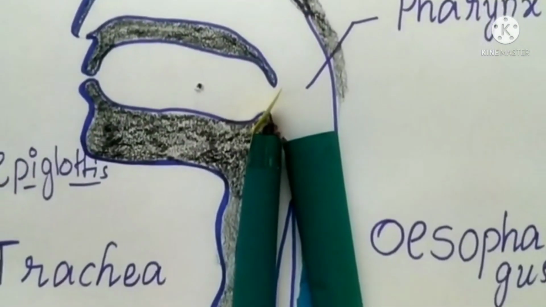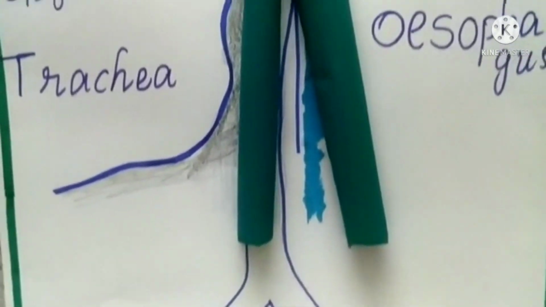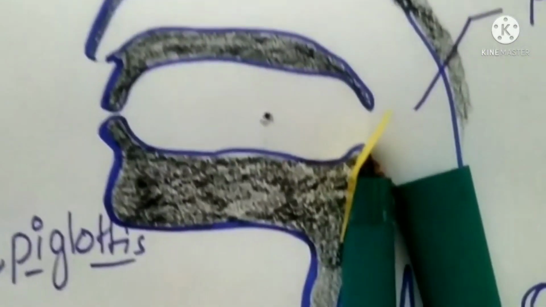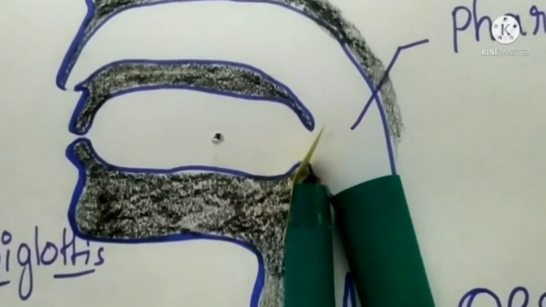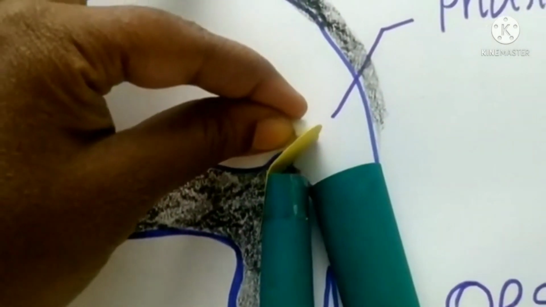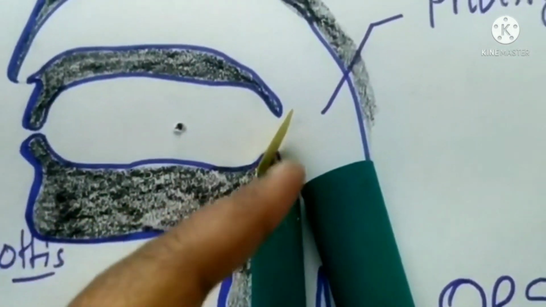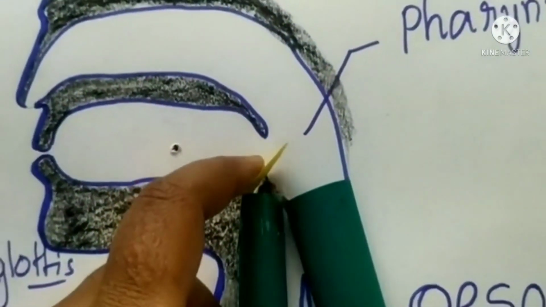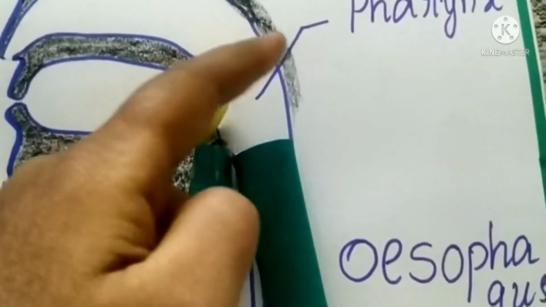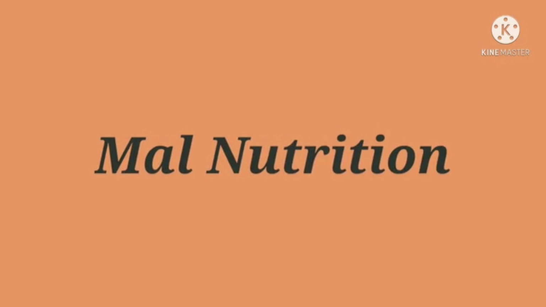Pharynx, esophagus, trachea, epiglottis. Here, the epiglottis allows the food only into the esophagus. When we swallow the food, it closes the windpipe. Automatically, food enters the esophagus.